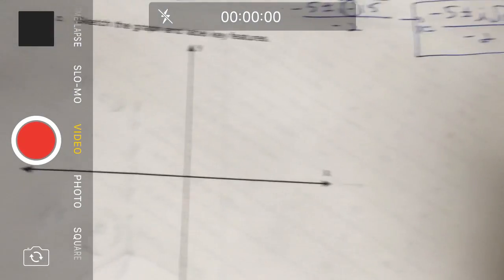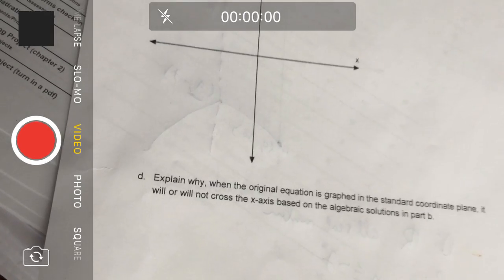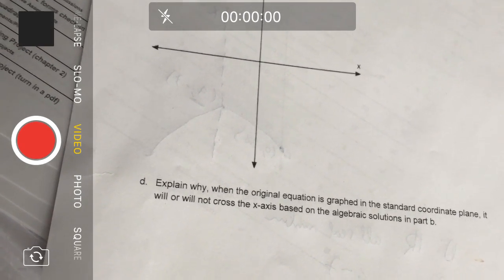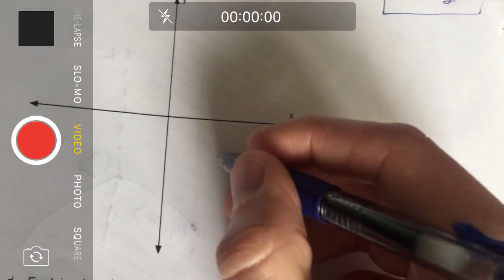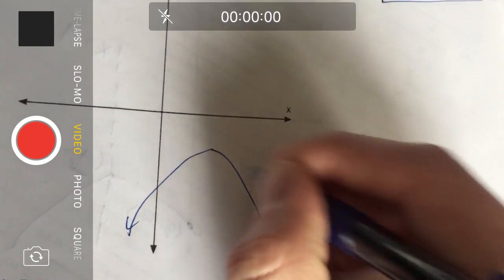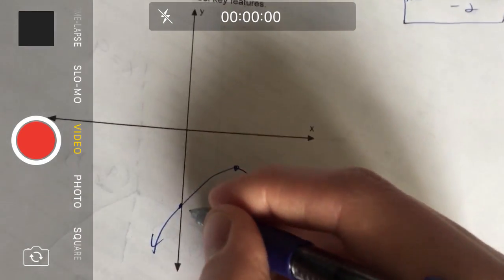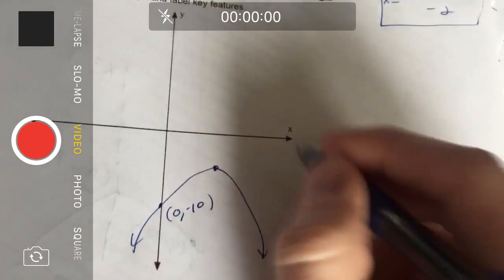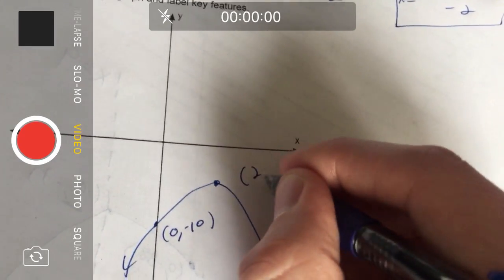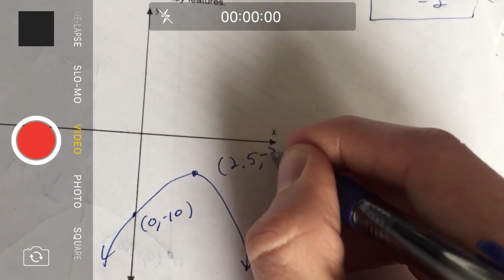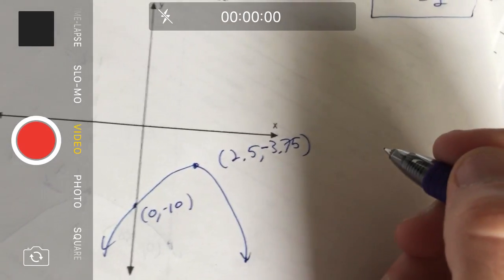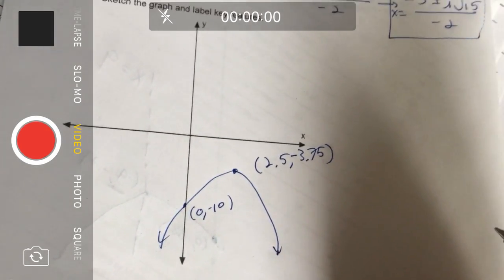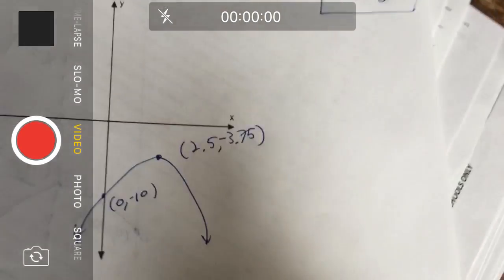Plug everything in. Down here, sketch and label key features just like before. What is our vertex? It's a very awkward vertex. It looks like this, like the last one. It crosses at (0, -10), with no x-intercepts. This point is (2.5, -3.75). That's pretty much all I need there.